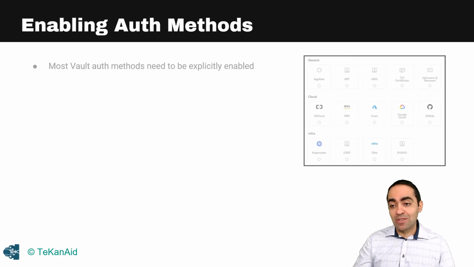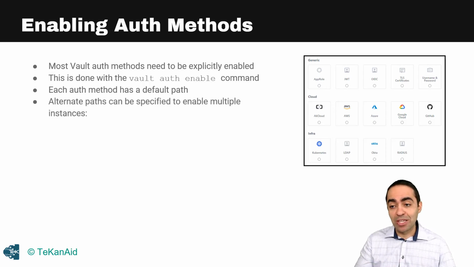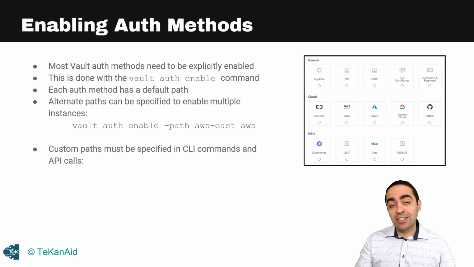Enabling authentication methods. Most Vault auth methods need to be explicitly enabled, and this is done with the command vault auth enable. Each auth method has a default path. Remember, everything in Vault is path-based. You can also define an alternate path so that you can enable multiple instances of an authentication method. As an example here, you might have vault auth enable and then the flag -path=aws-east. And you might want to have one for East, one for West, depending on the use case.